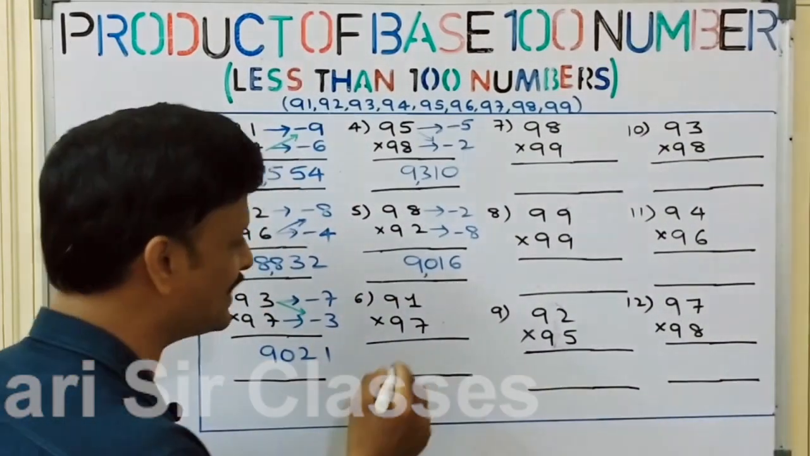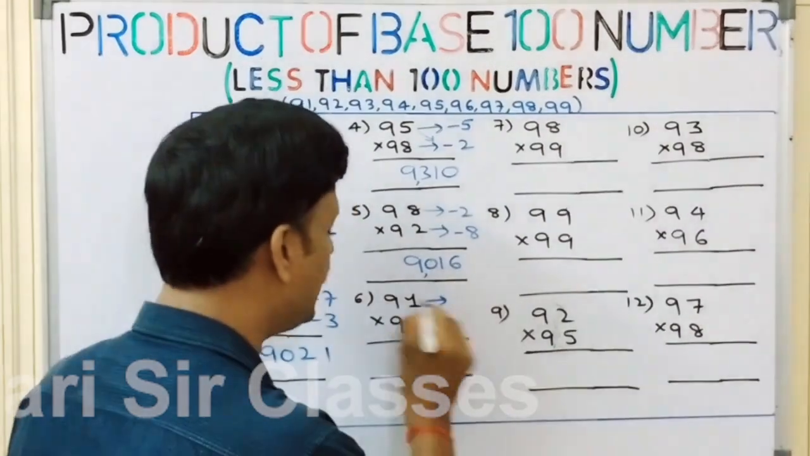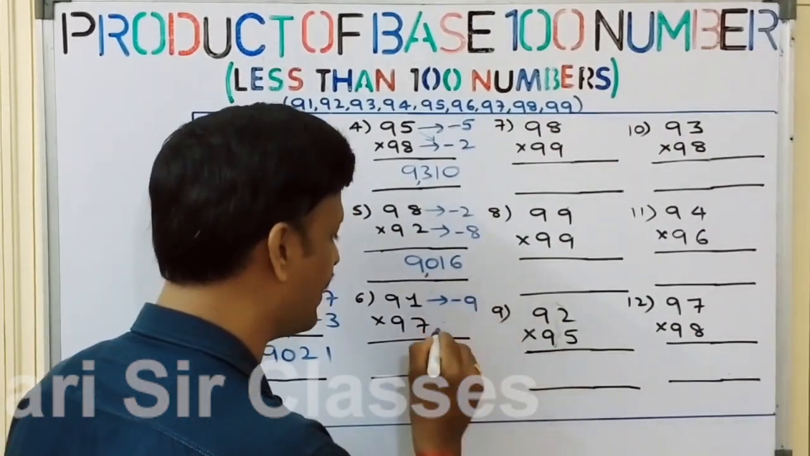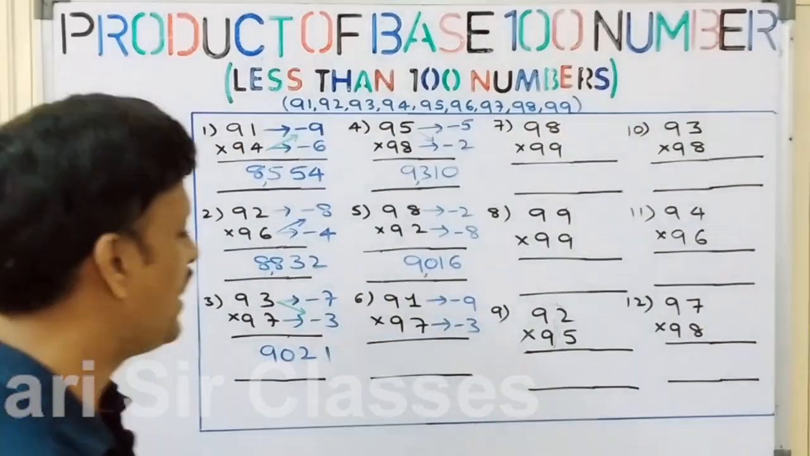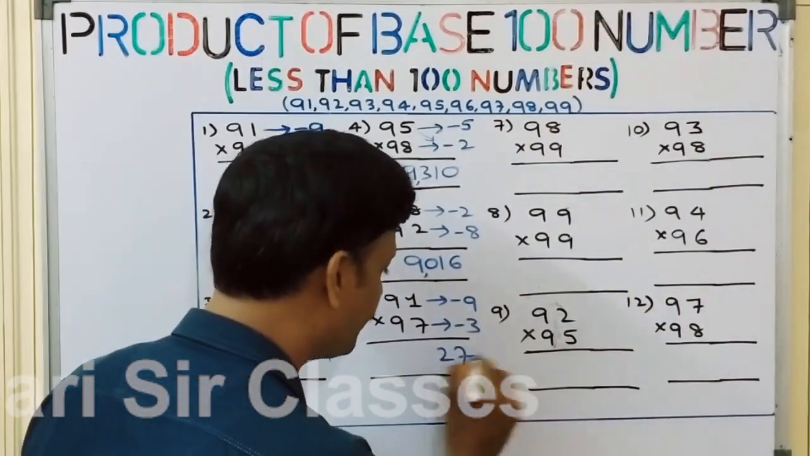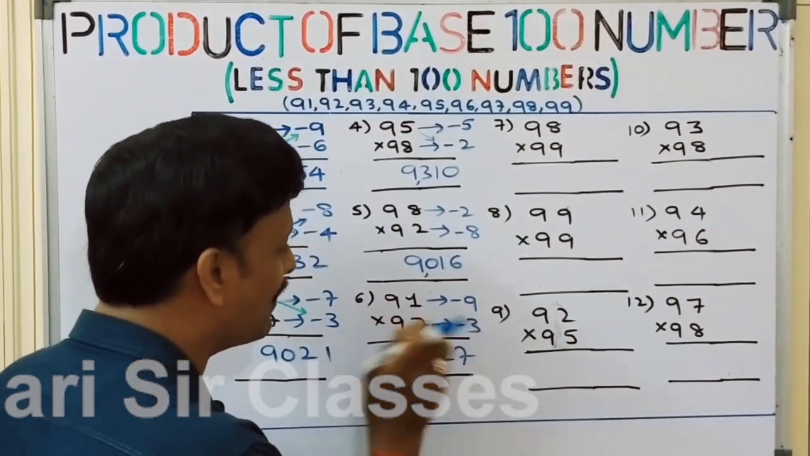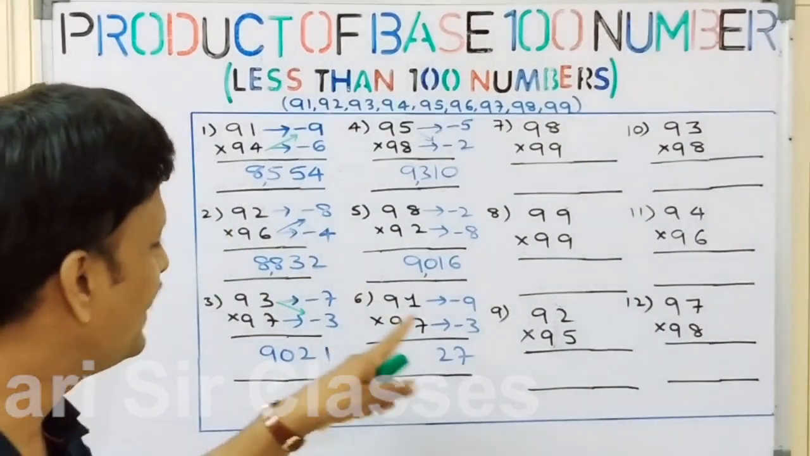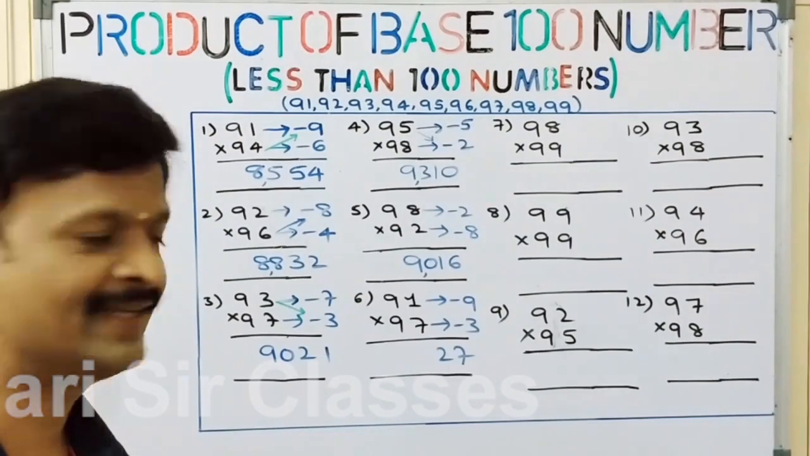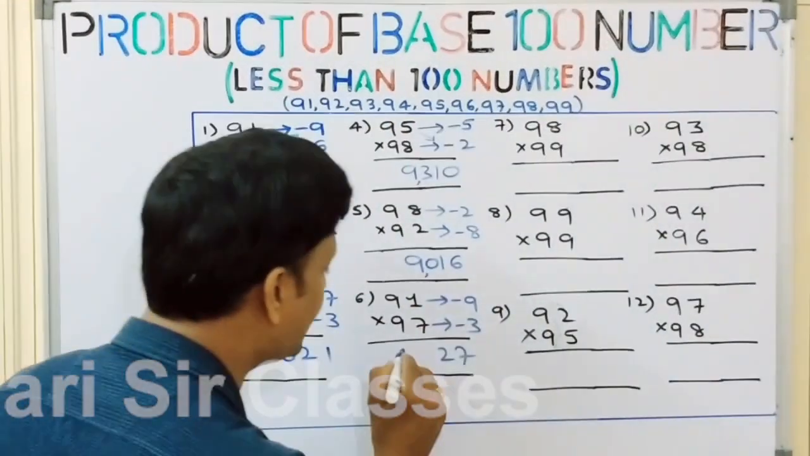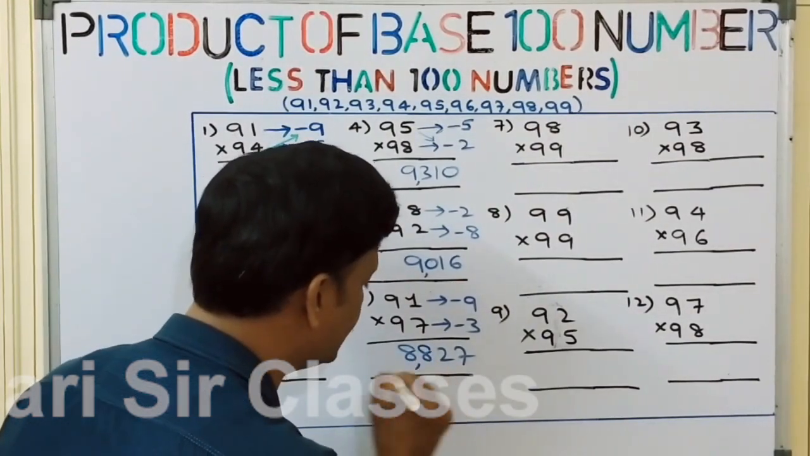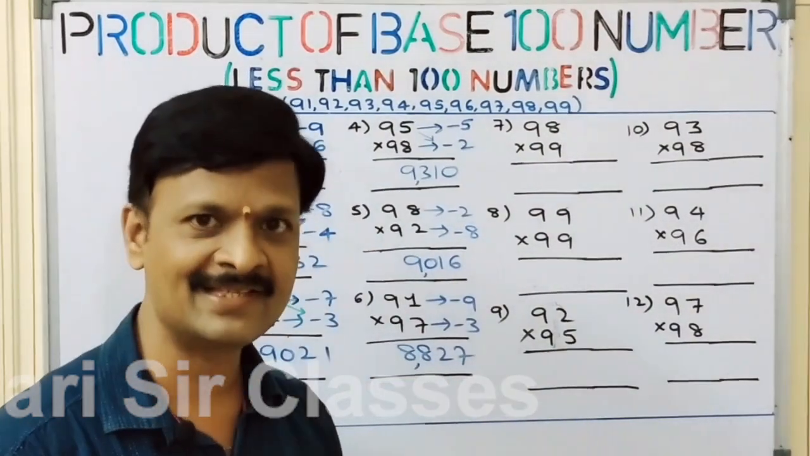Next, coming to the next question, that is the sixth question. Here 91 is 9 less than 100 and 97 is 3 less than 100. Write down 3 here. 9 3s are 27. Write down. And 91 minus 3, how much is that? 88. Or 97 minus 9 is also 88. Let's write down 88 here. That is 8827 is the answer.